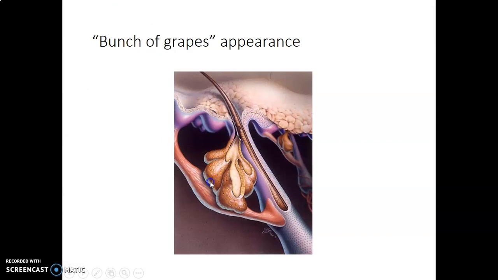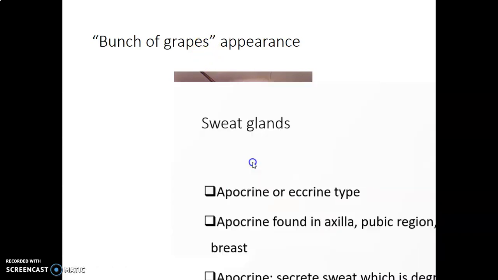So this is a pilosebaceous unit that is made up of a hair follicle, a sebaceous gland opening towards the follicle, and a hair erector pili muscle. So the contraction of this hair erector pili muscle will force sebum from the sebaceous gland through the hair follicle. So this is a sebaceous gland. It looks like a bunch of grapes.